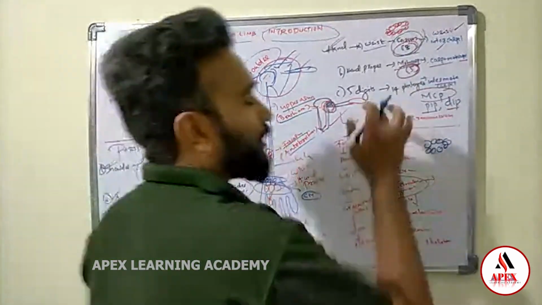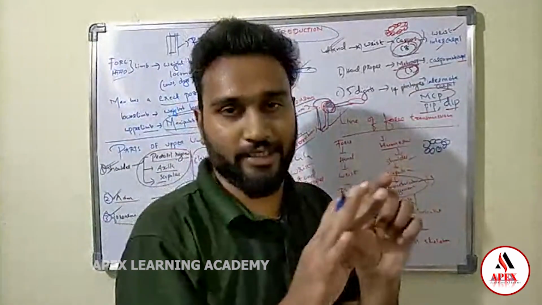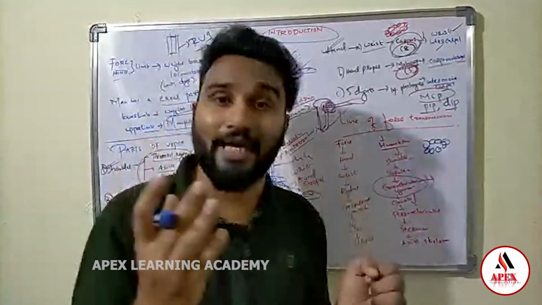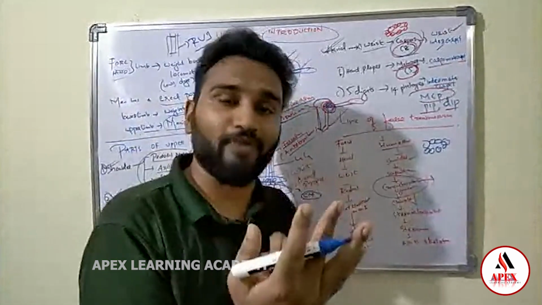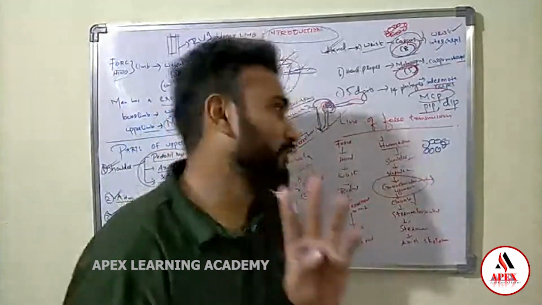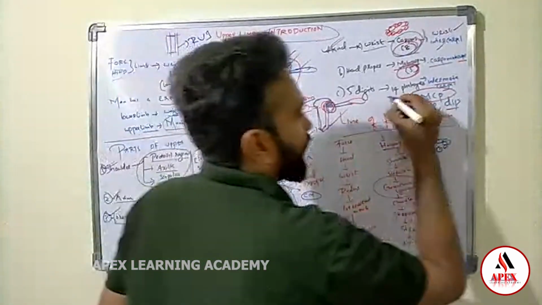And the last one is the 5 digits. We know that we have 14 phalanges. 14 phalanges means except the thumb, all the others have 3 phalanges. The thumb has only 2 phalanges. So in total we have 14 phalanges in the 5 digits.